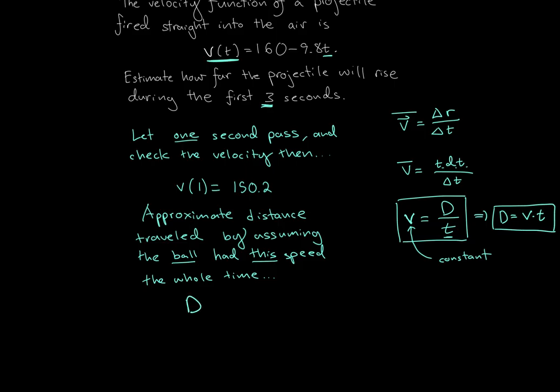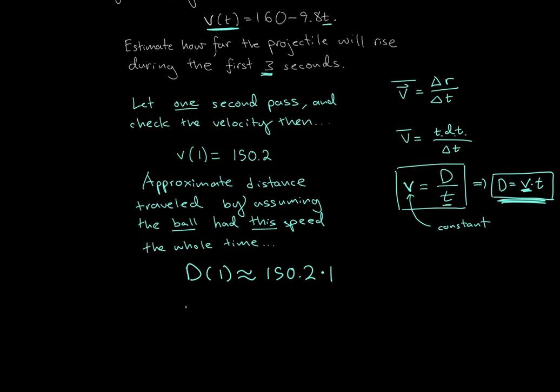So d, the distance traveled over the first second, would be approximately equal to, using this formula right here and assuming that the speed is virtually the same this whole time, 50.2 times 1, okay?